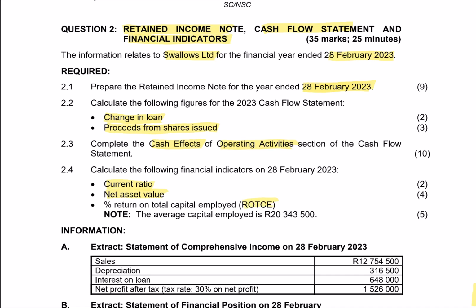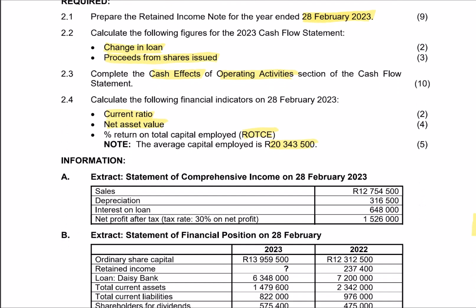That's return on total capital employed. Then note the average capital employed is 20,343,500. There's a whole lot of marks. They didn't ask you to comment either, so that should be simple information.